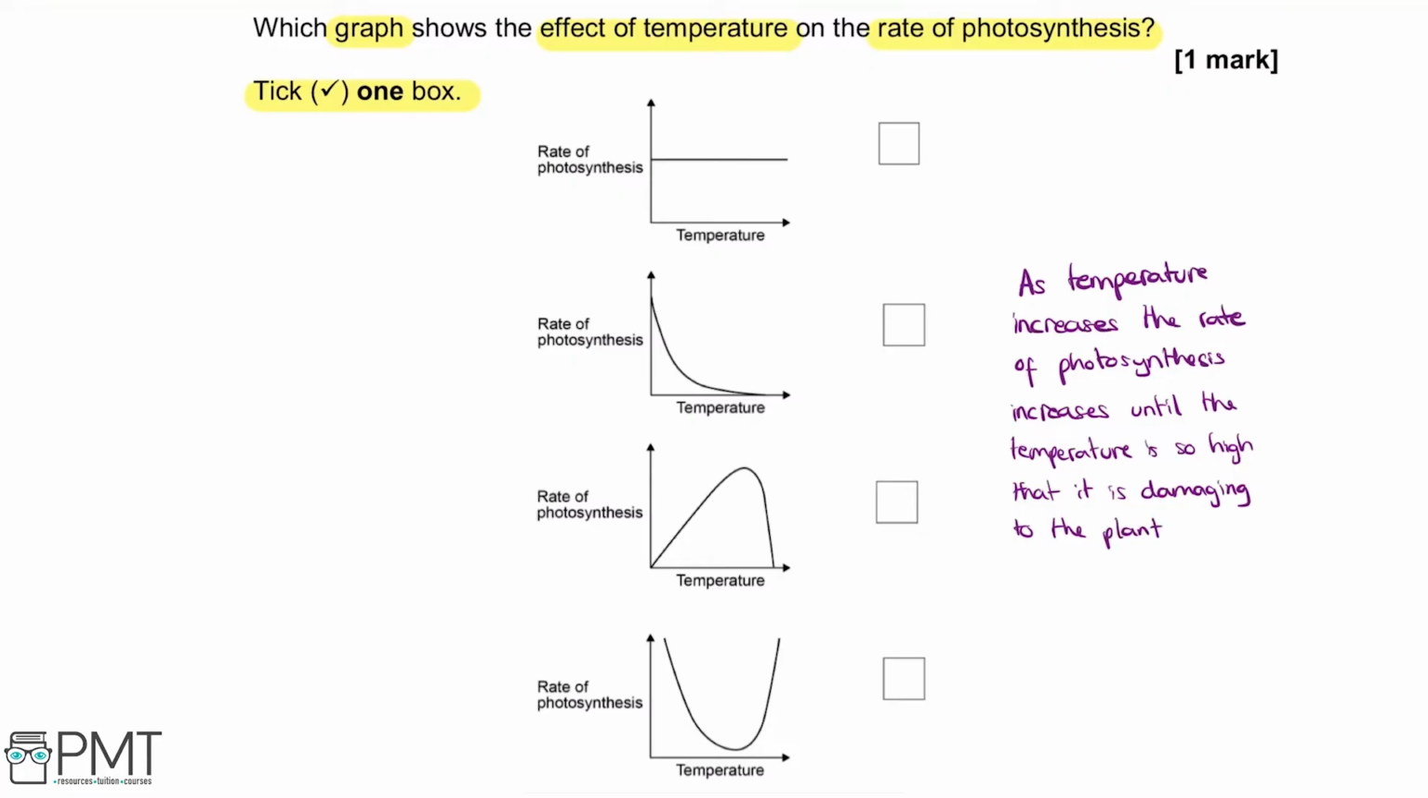So when this is plotted on a graph, you will see the rate of photosynthesis rising upwards and then suddenly decrease at a point. And that is the third graph down, so you tick that box.